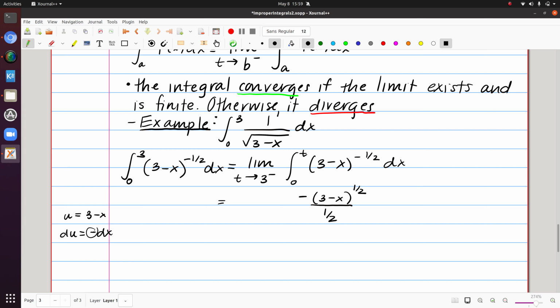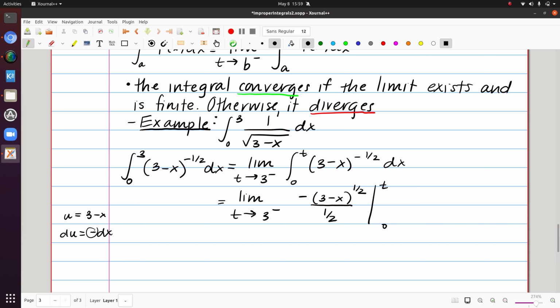It would also be fine to be a little more formal and change the bounds to be in terms of u instead of x, but because I'm keeping this all in terms of x here, I can keep the rest of this consistent, and we're evaluating this from x equals 0 to x equals t.